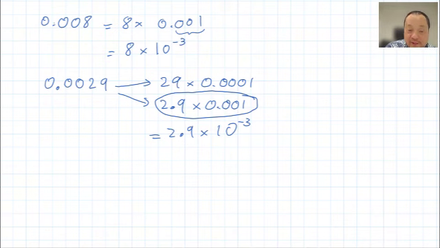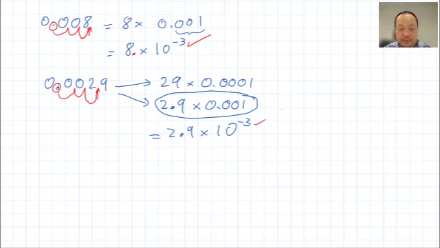Let's go back to the first example. The original decimal place was here, and I moved it, and then eventually it ended there. So it ended there. How many places did I move? 1, 2, 3. And that matches this negative 3. The original position is here, and I end up here. 1, 2, 3. Matches that negative 3.